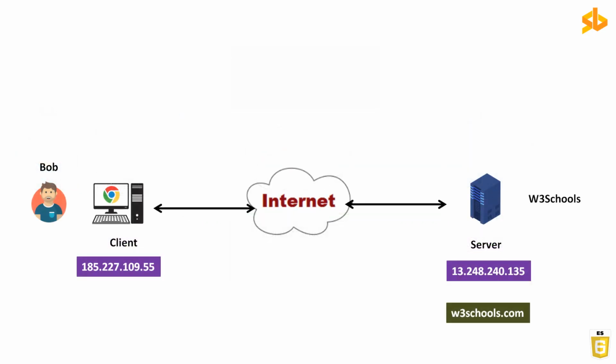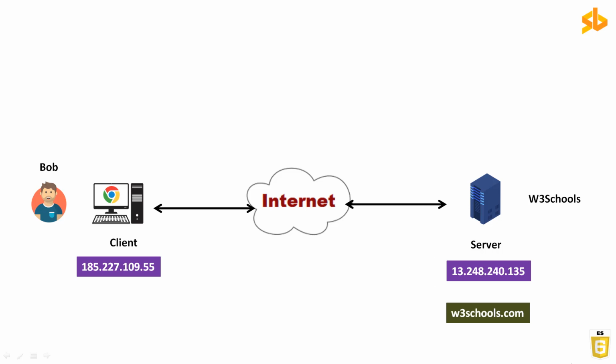Let's build a little bit more on what we have learned till now. If Bob is using a domain name, how does Bob's computer know the location of the W3 School's web server in the network? As mentioned earlier, a computer can locate another computer over a network only if it knows the IP address of the computer, which is unique across the network.